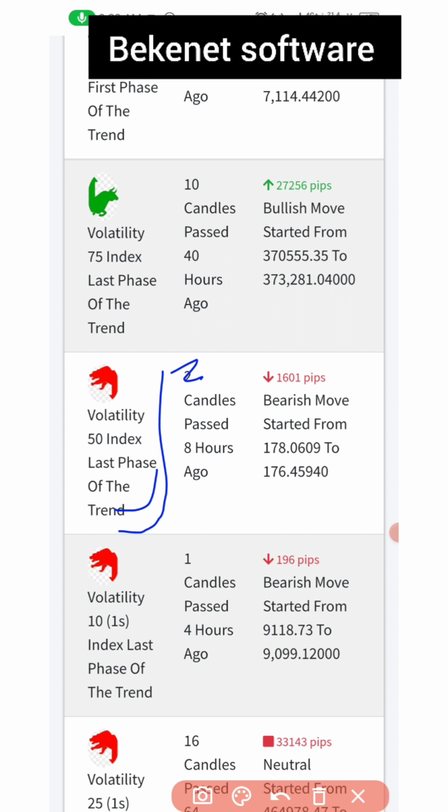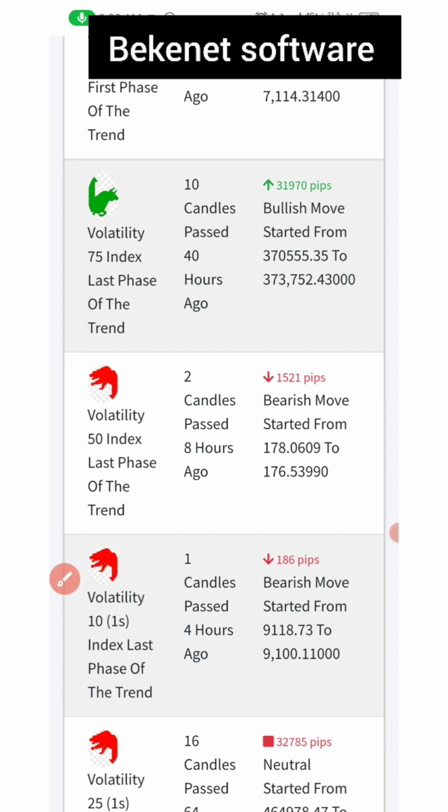Last phase means that the price is at the bottom and you're not supposed to do anything at the bottom. We don't sell at the bottom. We only buy from the low. Those are sniper entries. We buy from the low. You understand? We sell from the top. Now let's look at volatility 50. Let's go to the chart.